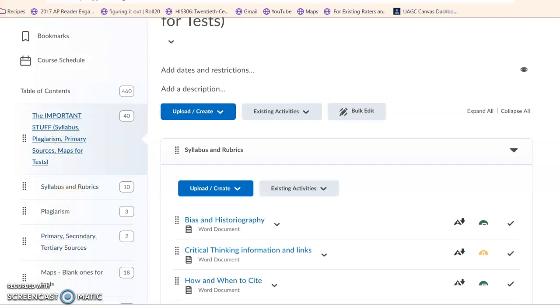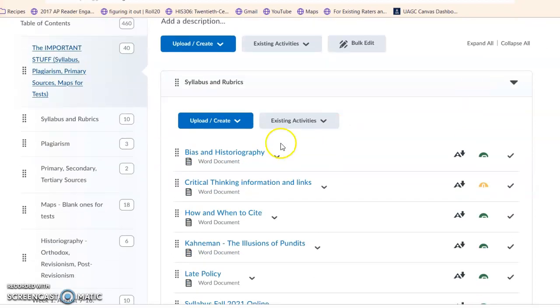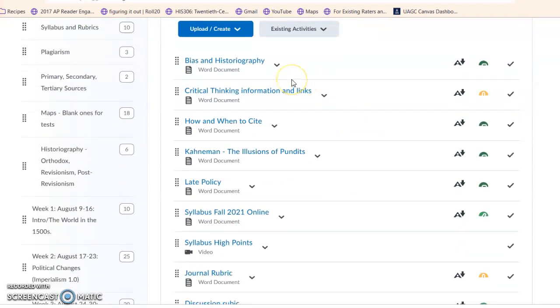And these are areas that I have put things in so that you can easily locate them, like syllabus and rubrics, which is going to be this first section. It's got important stuff like what bias and historiography are, critical thinking links, how and when to cite, something you're all definitely going to need to look at if you haven't already. The late policy, which I already sent you, the syllabus itself, and the high points video.